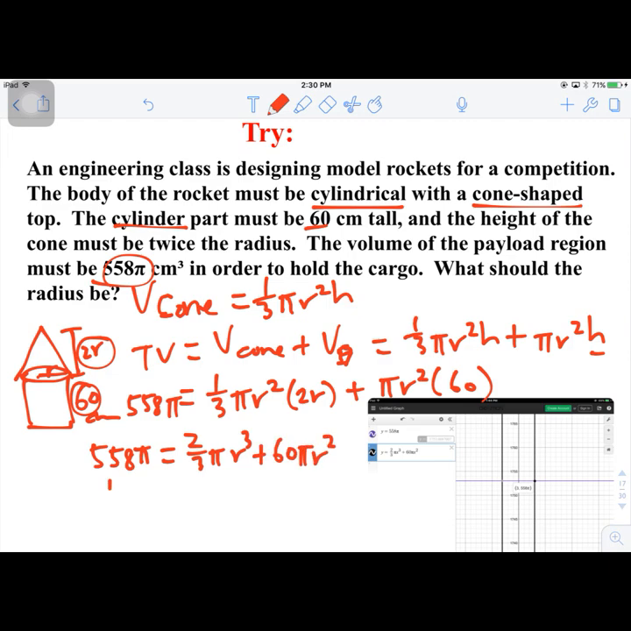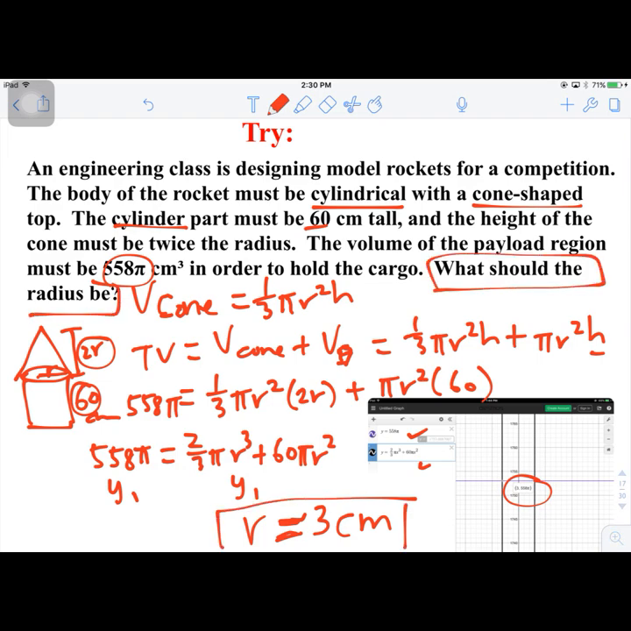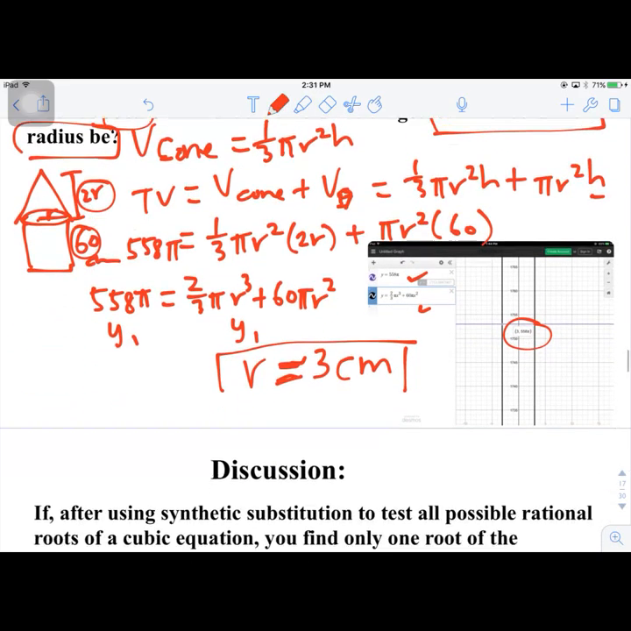And we will once again set this up in the calculator, and notice I already have the two equations here, and this is where the two meet. So again, I have the radius is approximately 3. It's actually equal to 3 centimeters, and that will be the dimension, because the question is asking what the dimension of the radius should be. So the answer is 3 centimeters. And that is the last problem.